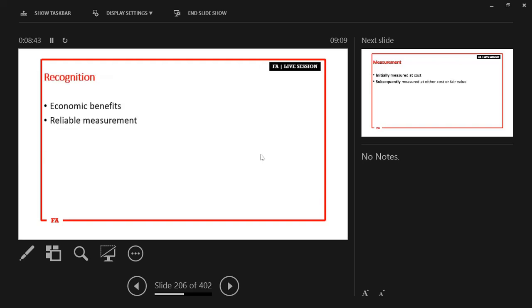Under recognition, these assets must have economic value. Did you hear that? And then the value must be reliably measured. Should be reliably measured. The value should be quantifiable in monetary terms. Let us remember those terms. Okay?